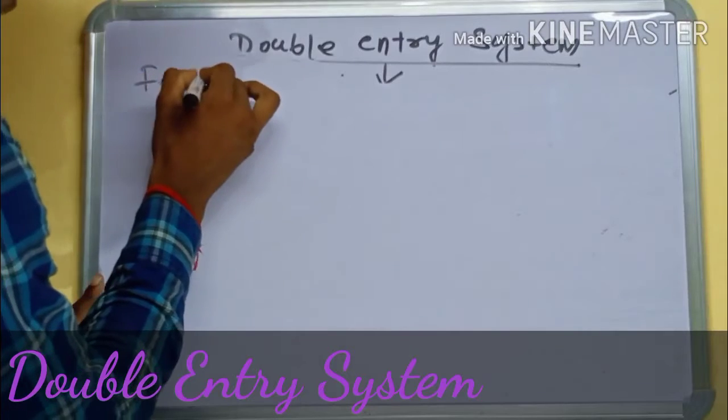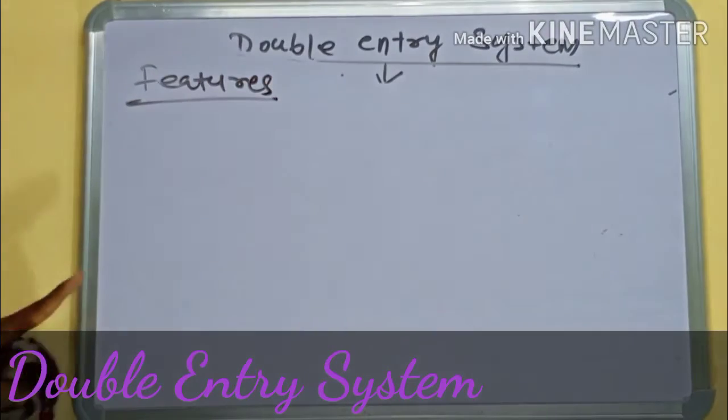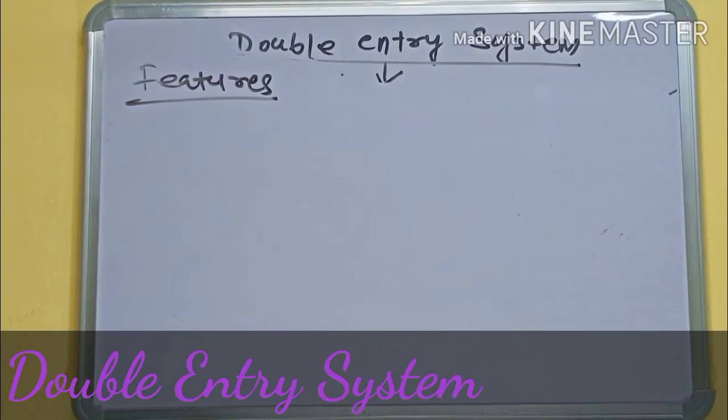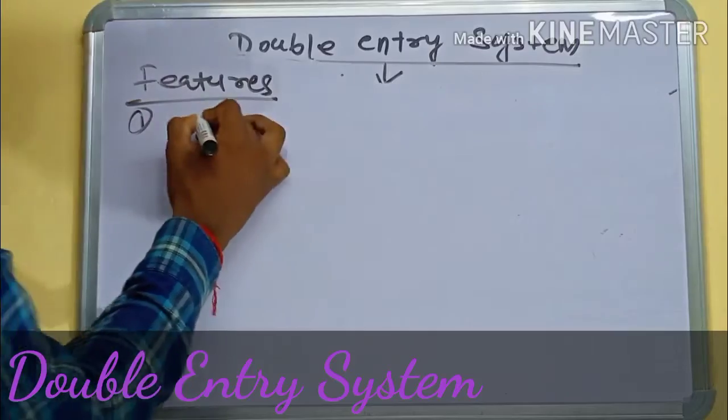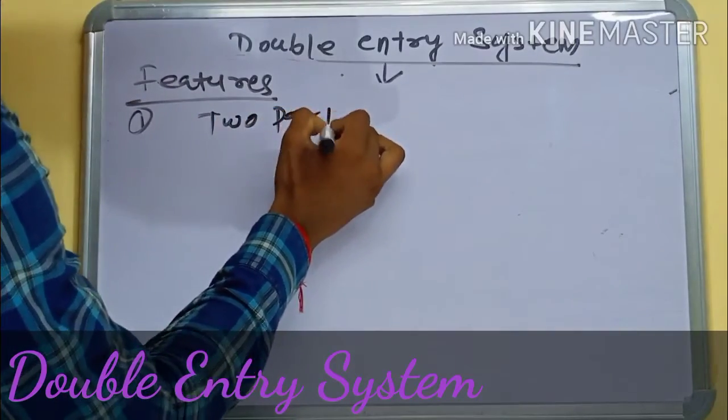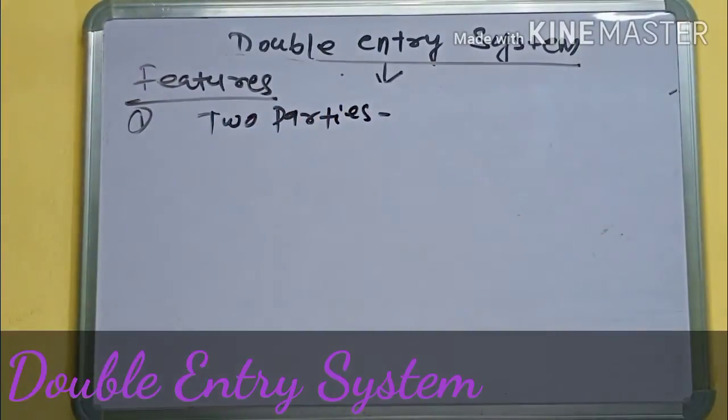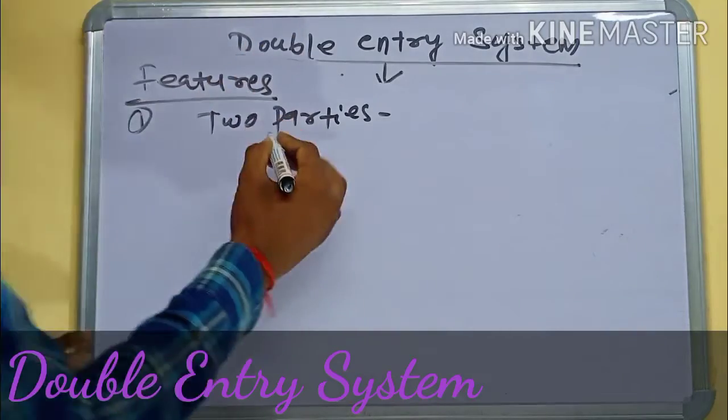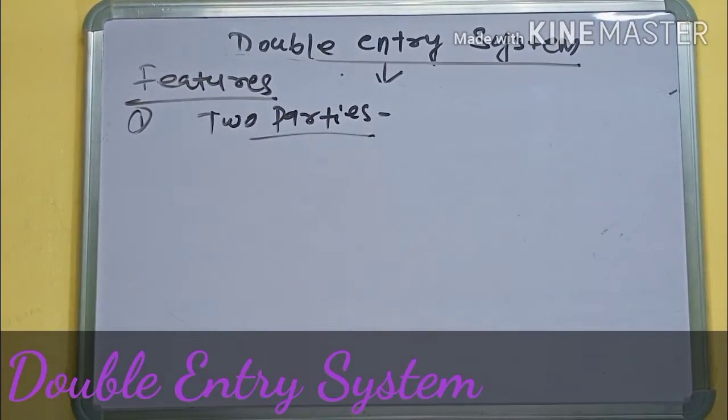Features of a double entry system. First is two parties. In a double entry system, two parties are involved. One party is receiving the benefit and the other party is giving the benefit. One provides the benefit and the second receives the benefit.